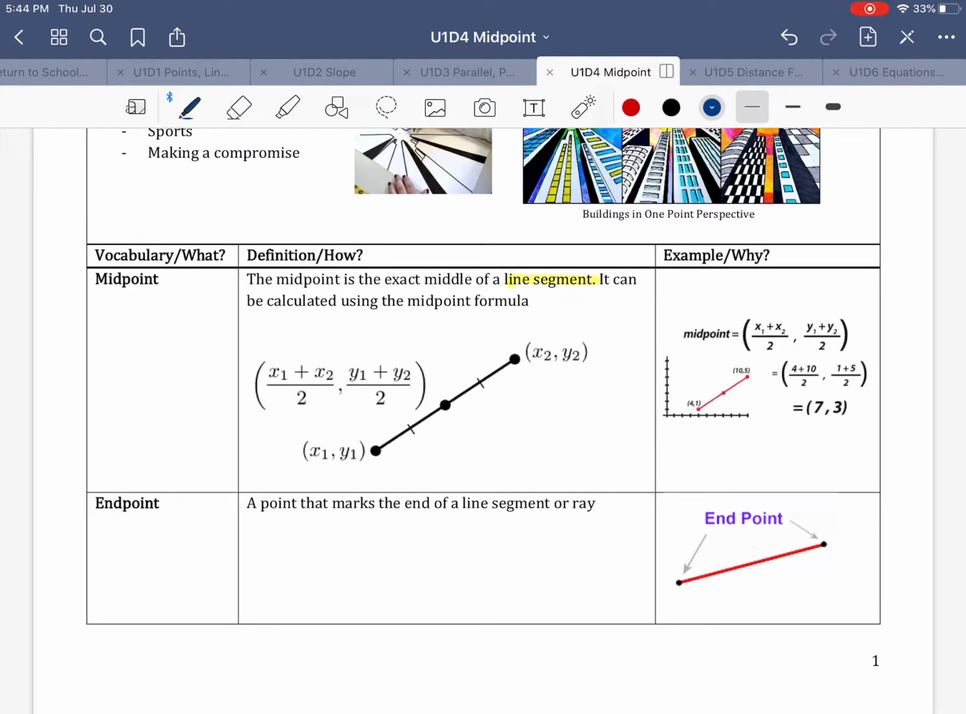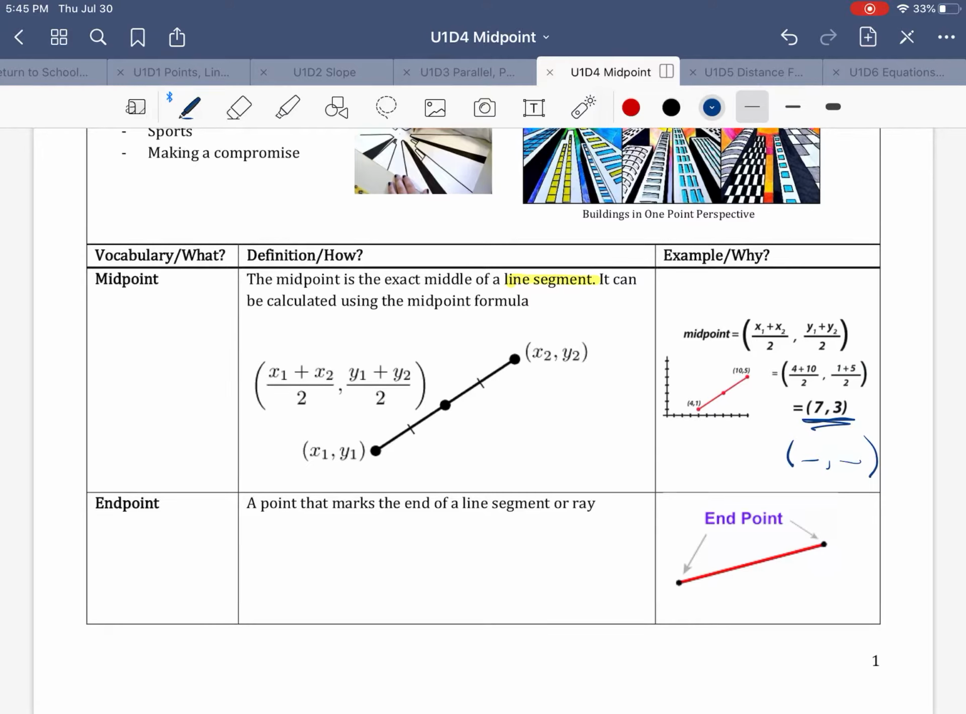You have x1 plus x2 over 2, comma y1 plus y2 over 2. Now, realize that when we're talking about the midpoint, we're talking about a specific point. So your answer for the midpoint should always come in the form of a coordinate point, which means we have our parentheses, your x value, comma, y value, parentheses. Your answer for the midpoint should always come in that form, all right?